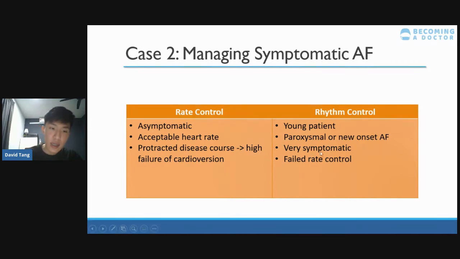Rate control here, we just need an acceptable rate. For example, within the range of 60 to 90, it's fine. There's no definitive range of rate control, but as long as the patient remains asymptomatic, we're happy.